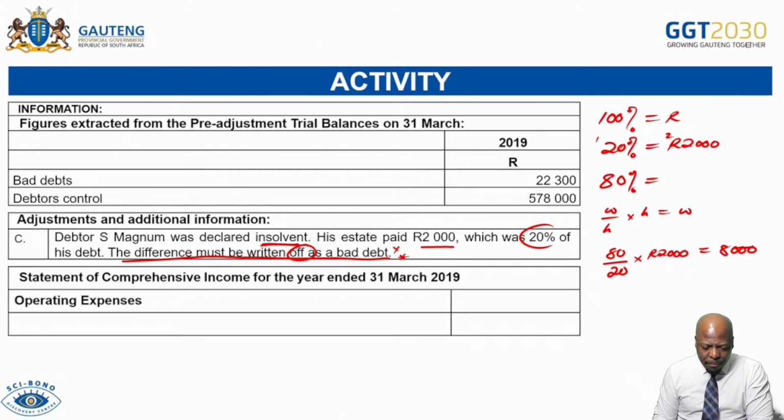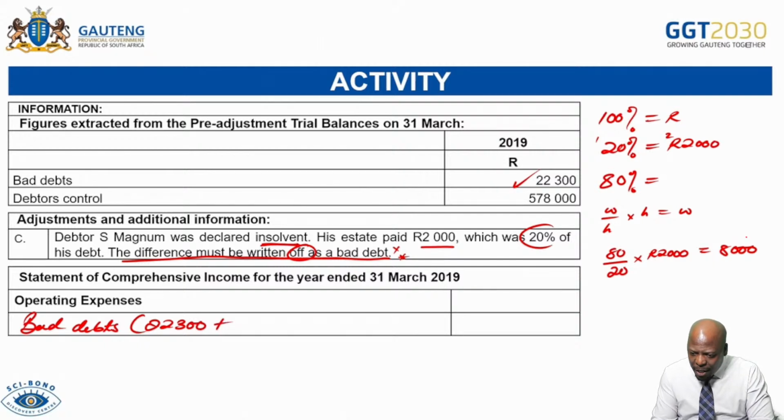So let's see. I'm going to come here and I'm saying operating expenses. What do I write here? Bad debts. I open my bracket. How much am I going to get? 22,300. There is 22,300. What else do I say? Plus over here. Plus how much? 8,000, plus 8,000. Like that. We still together?